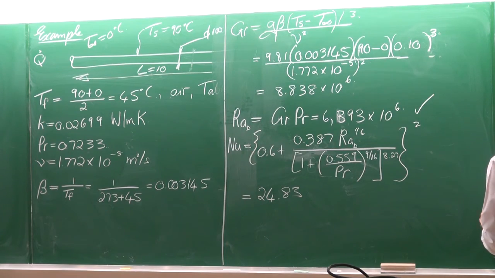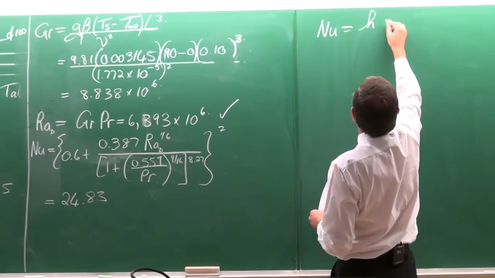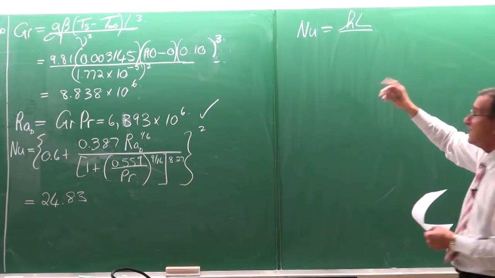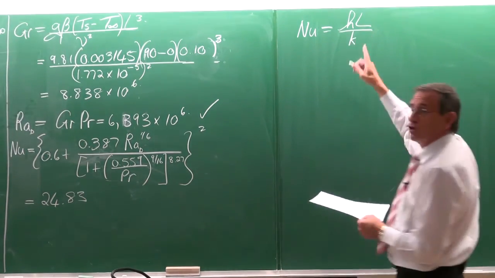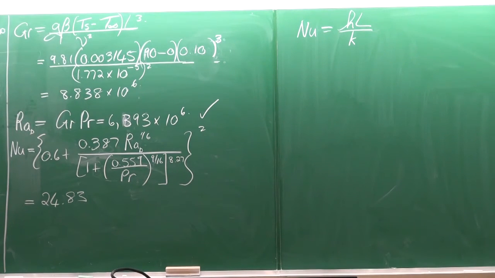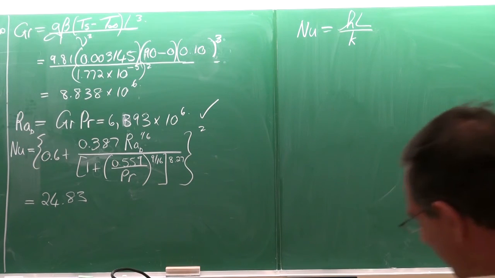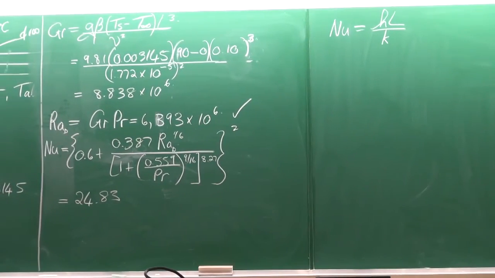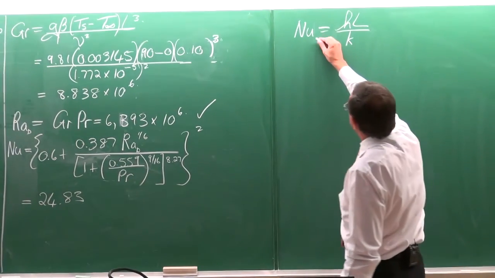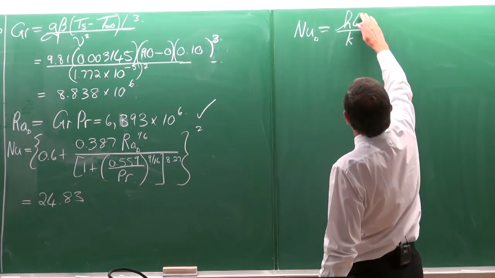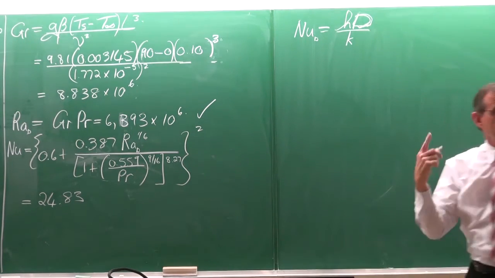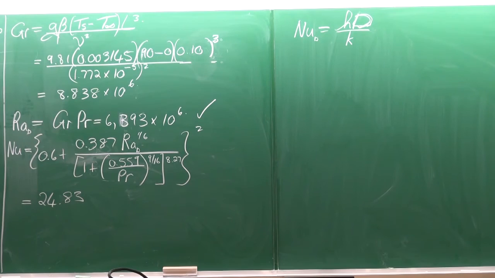Right, so now the Nusselt number is equal to the heat transfer coefficient multiplied by the characteristic length divided by the thermal conductivity. Now the Nusselt number in this case is based on the diameter. So this characteristic length is the diameter that we should use, not the length of the tube.